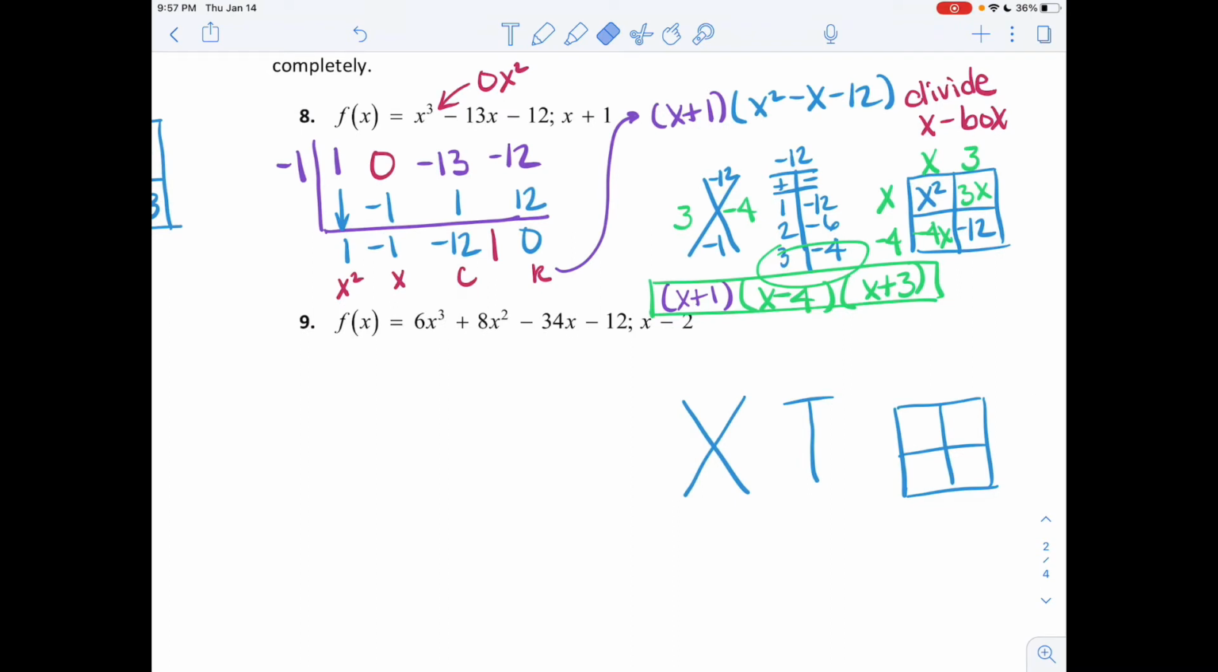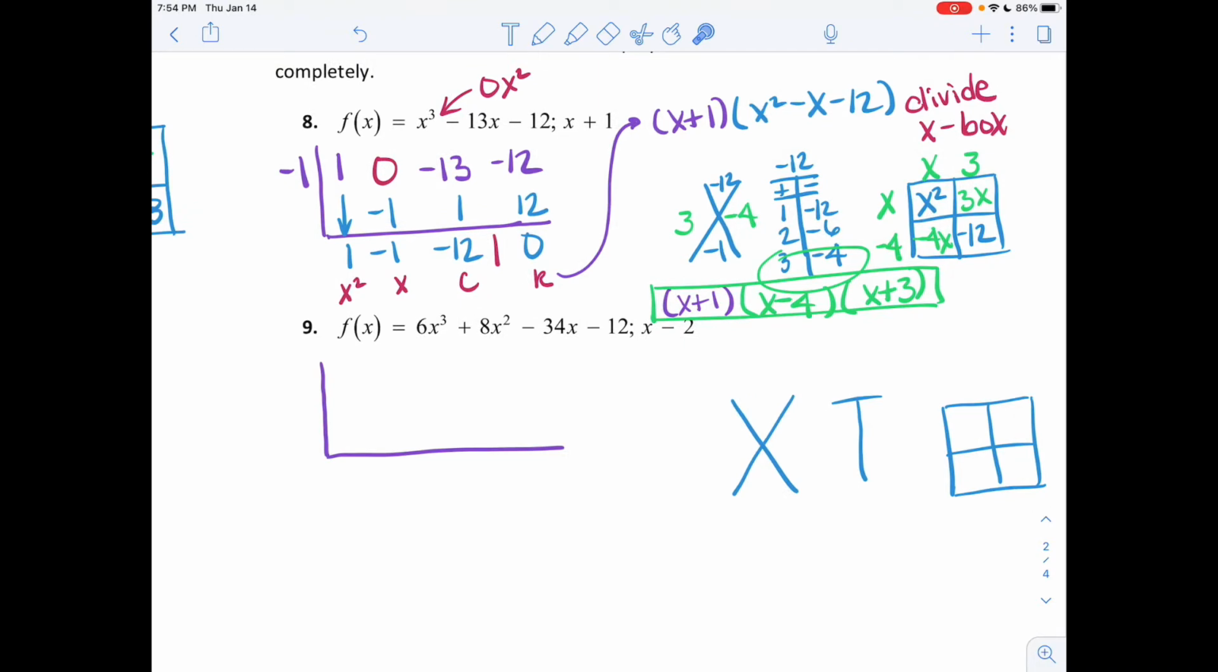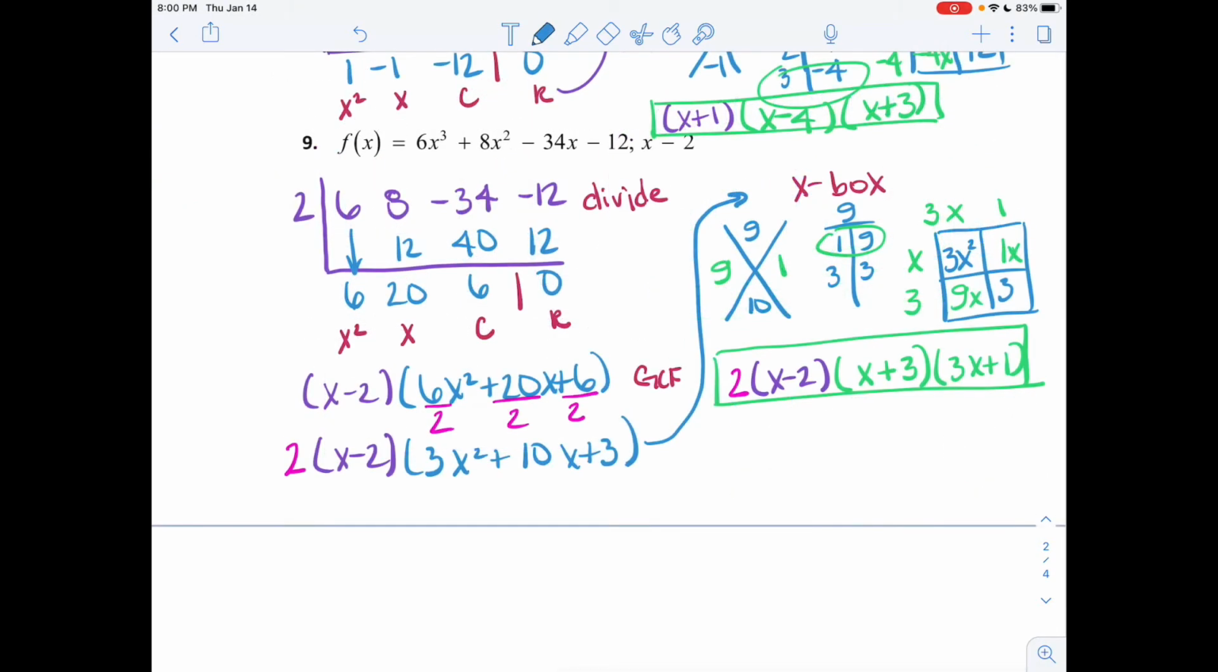One more hint is before you use the Xbox method, don't forget to look for a GCF, a greatest common factor, in that new polynomial. Come back here and see how you did. Let's see how you did.